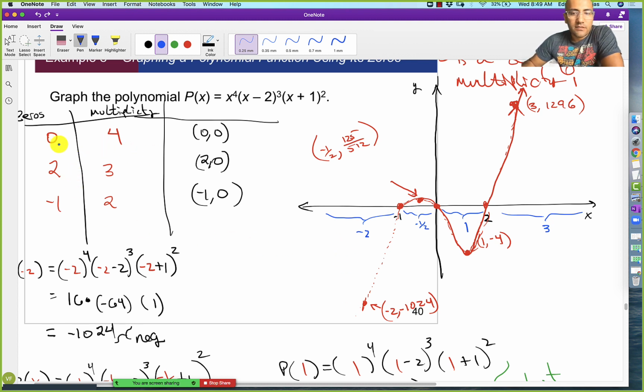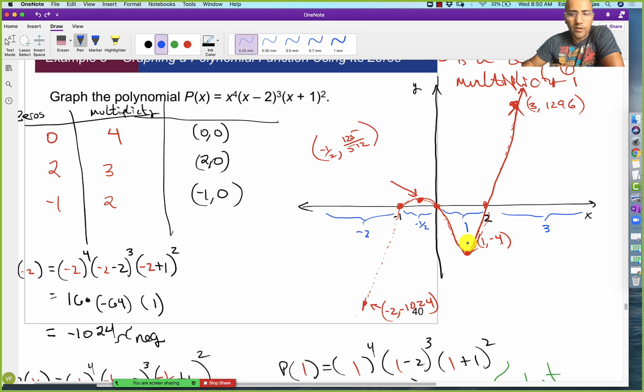How about multiplicities? Does it match what we thought about multiplicities? At 0, multiplicity 4. At 2, multiplicity 3. Negative 1. How did I screw this up? What's happening here? 0, 0. Okay, we have this guy. Multiplicity 4. It's not supposed to go through. So this is wrong. It's supposed to touch it and go back the way it came from.